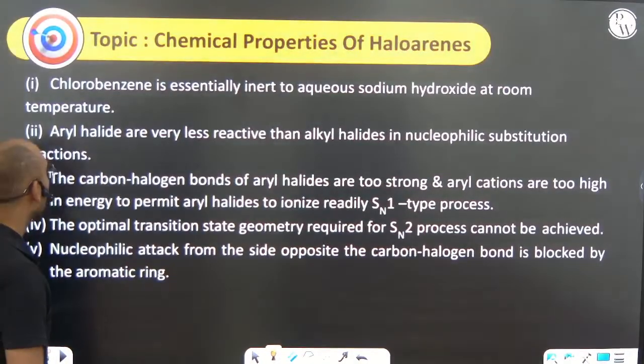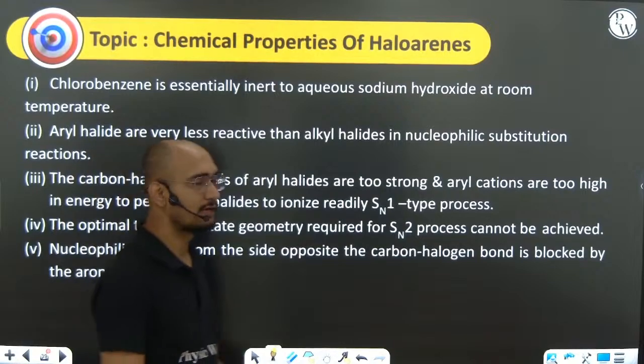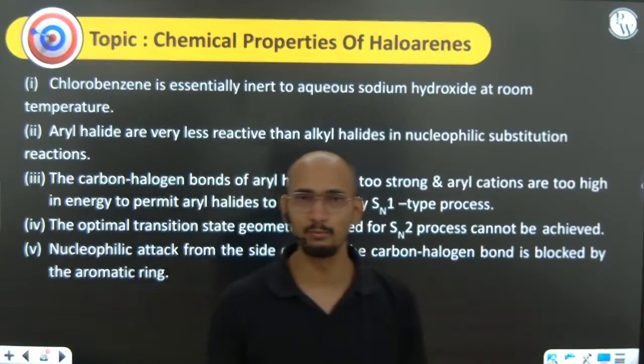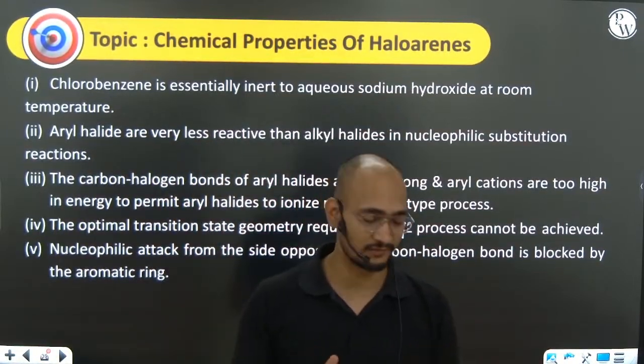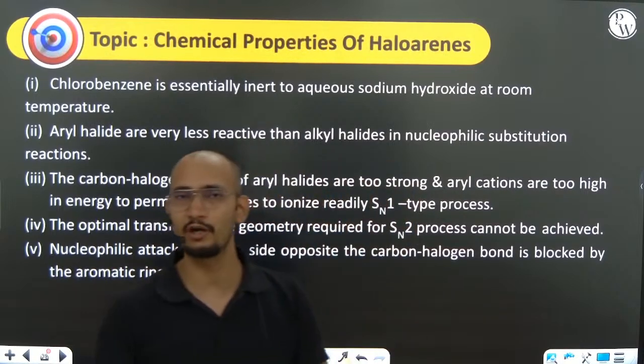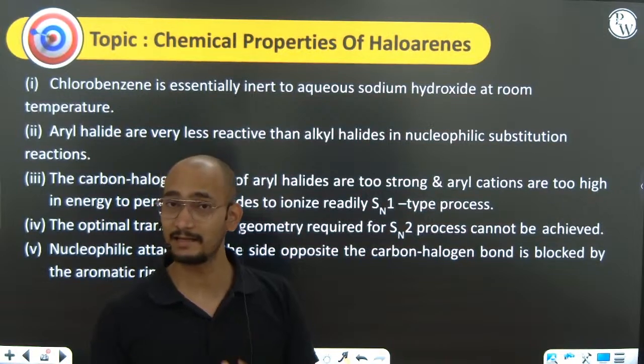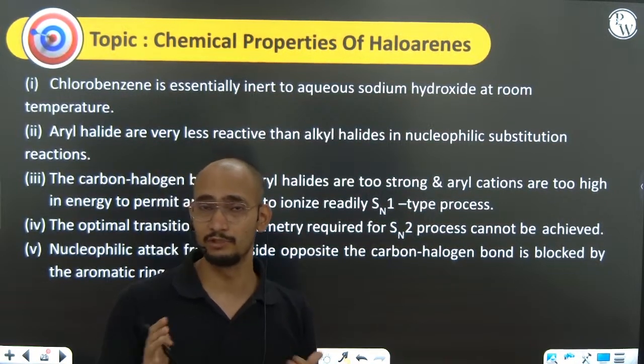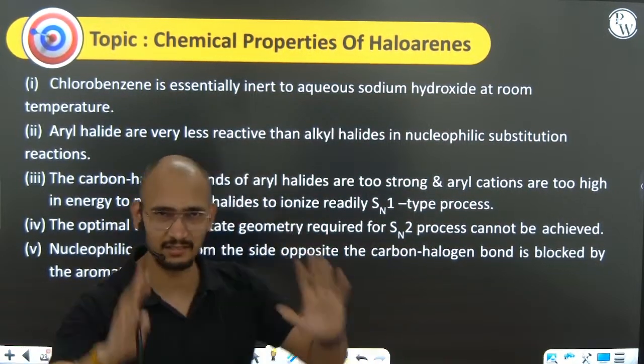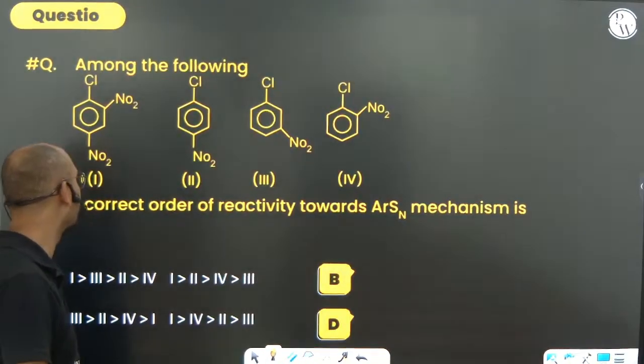Next topic is chemical properties of haloarenes. So we all know that the most important topic is what? Electrophilic substitution. But there they can also give nucleophilic substitution reactions in drastic conditions. We'll talk about it. Next, we move ahead like this.